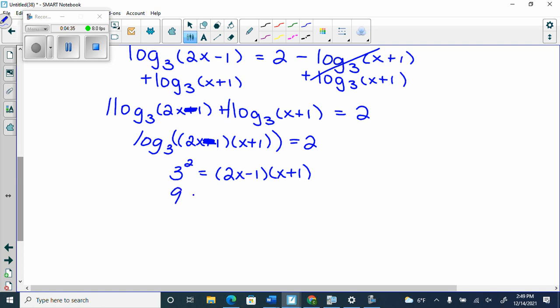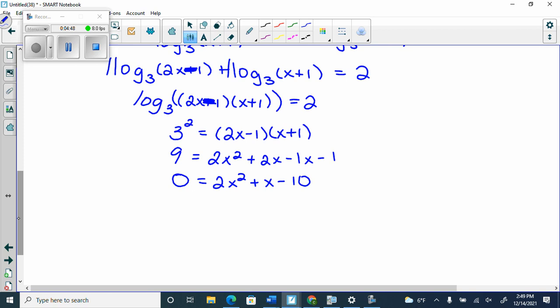So we have 9 equals 2x squared plus 2x minus 1x minus 1. Move it over. 2x squared plus x minus 10. What multiplies to give me negative 20 and adds to give me 1x? 5 and negative 4. So I'm going to get 2x squared minus 4x plus 5x minus 10. And whenever I solve a log, I have to check for extraneous roots.